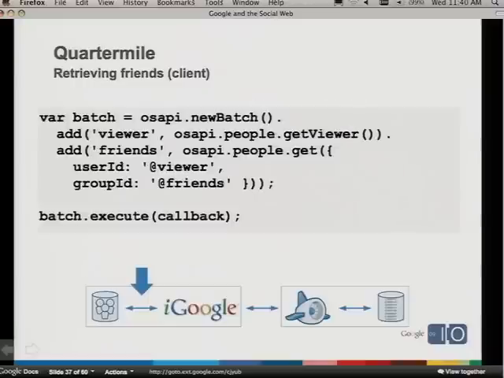So we first load the gadget here. This is a first look at the JavaScript code in 0.9. This is the OSAPI or OS Lite version of the API here. And we can see that I'm generating a new batch request and adding to that requests for the viewer information, that would be me, and the information on my friends here, which is the group of friends of the viewer. Once I make this request, I can execute it. This is implemented asynchronously, so I specify a callback function that handles this data once it's returned.